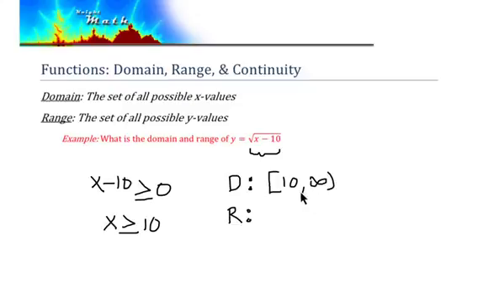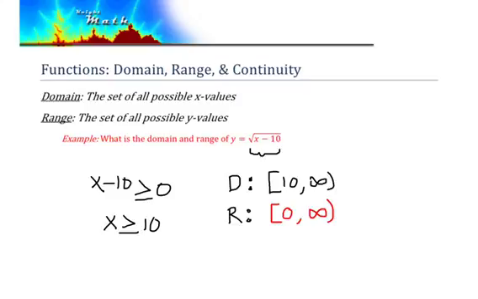Let's pick a larger number, maybe 20. If we plug 20 in here, we get 20 minus 10, which is 10. And the square root of 10 would be a positive number, larger than 0. So it's increasing. And so we know that the minimum y value is 0. And then the y value is just going to increase and increase and look like this.